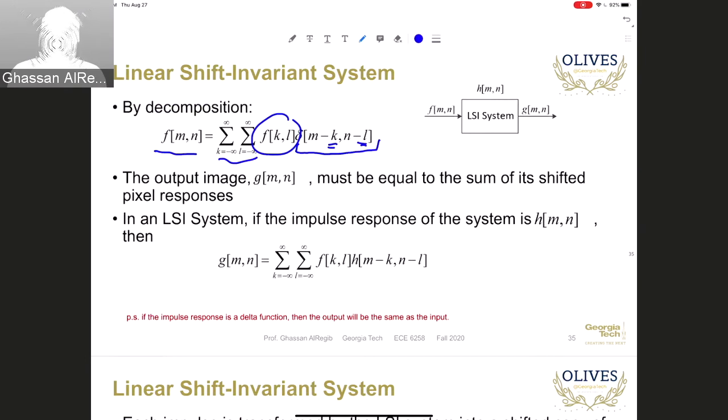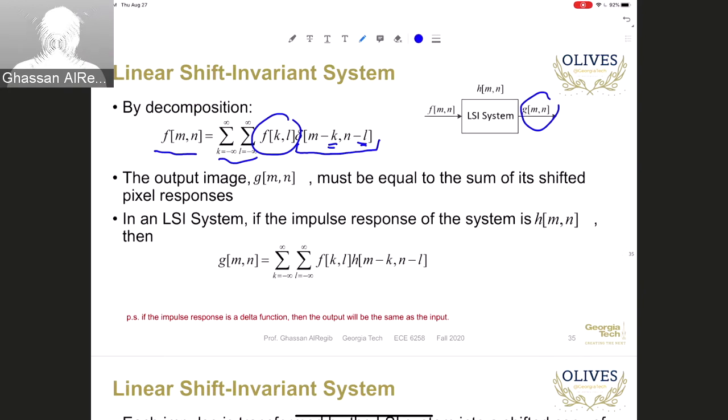So that's basically our input image. Now if we have a linear shift invariant system, then the output of this system, G of M and N, will be equal to nothing but the sum of the shifted pixel responses. You take every single sample or pixel, if you want to limit this to images, and we have a shift and a scale. You take the inputs, shift them and scale them, and that becomes our output G of M and N, which is the same definition we had in the 1D convolution when we talked about linear time invariant systems. Just look at the decomposition.